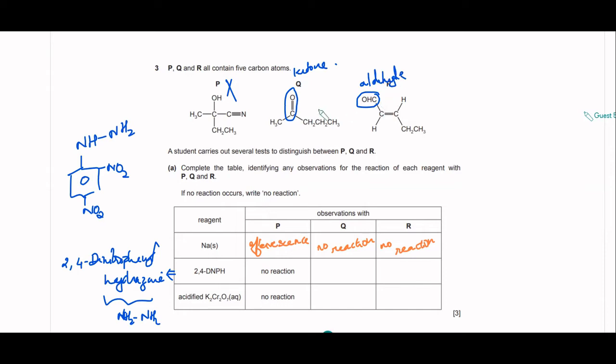So definitely ketones and aldehydes give an orange precipitate. So definitely Q and R, which contain the ketone and aldehydic functional groups, are going to respond positively. They are going to give an orange precipitate. Only P does not give an output. So here I can write orange precipitate. Here also we are going to see an orange precipitate.